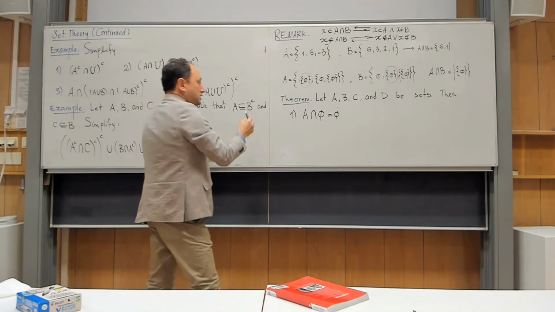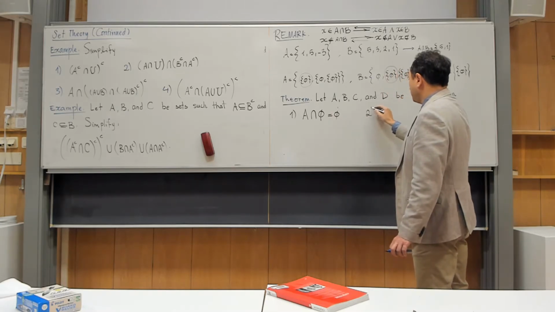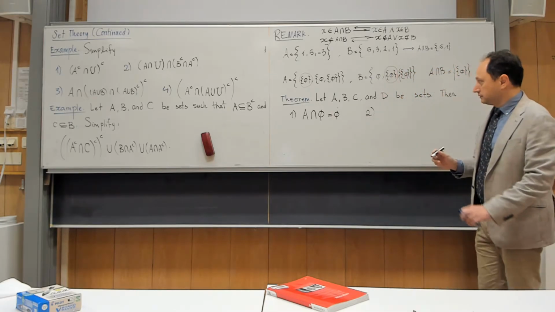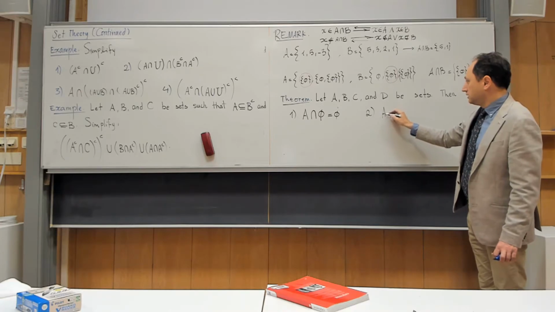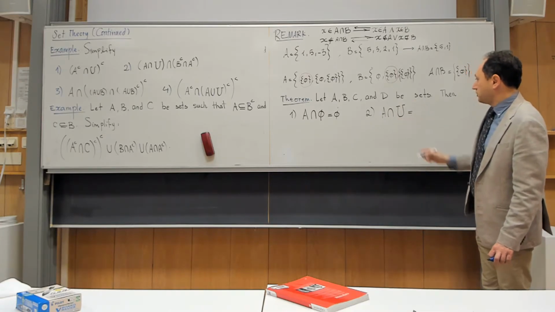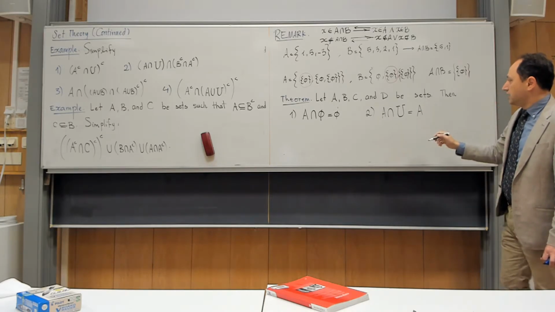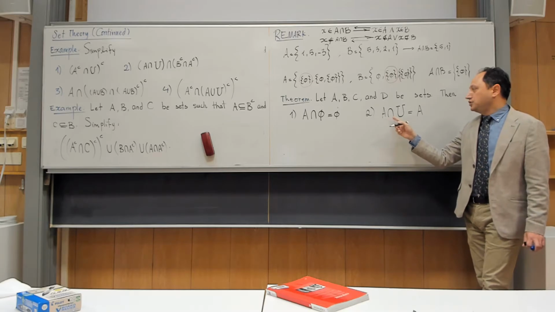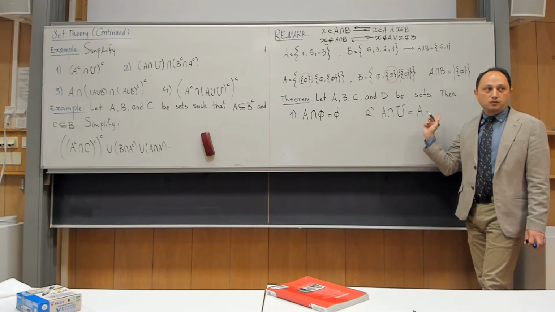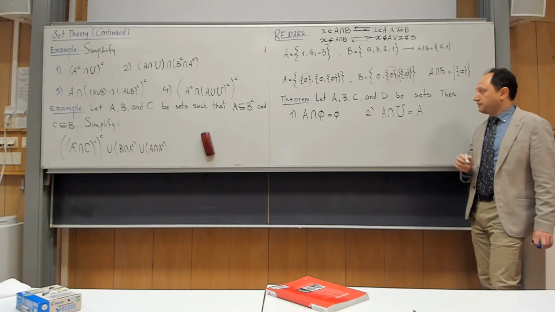Okay, so this is number 1. Now, I don't remember the order, so you can help me. What was the other one? A intersection the universal set. Okay, so A intersection the universal set. What would be the answer? What's your guess here? It's the A itself. Yes? What was the analog here? A union the universal set was the universal set. But in the intersection case, it becomes the set itself.